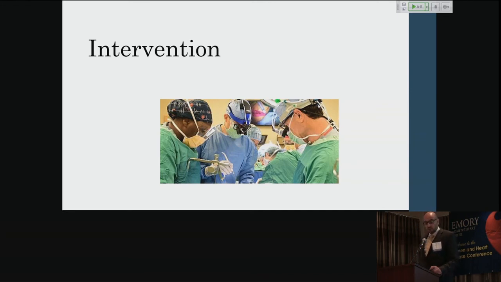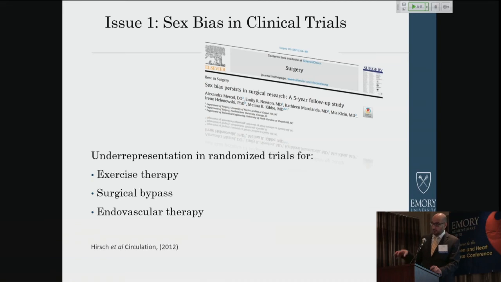So moving a little bit towards looking at interventions in female peripheral arterial disease and disparities in care there. Number one, there is a sex bias in clinical trials, not only in peripheral arterial disease, but really in every treatment evaluation currently in medicine. In peripheral arterial disease in particular, there is underrepresentation in all randomized trials, those that evaluated just medical therapy, exercise therapy, endovascular treatment, and open surgery. All randomized trials have very significant underrepresentation in women.